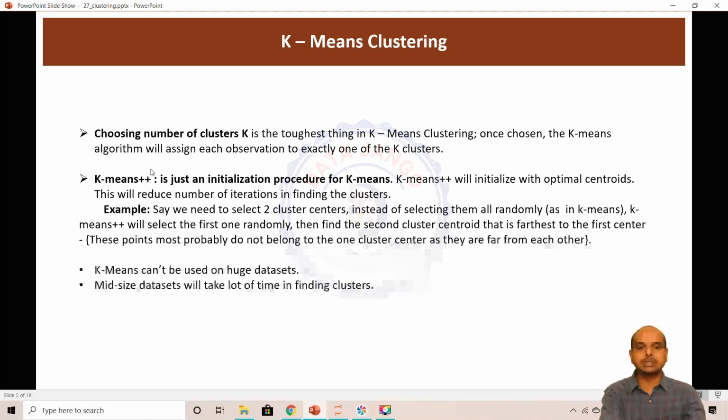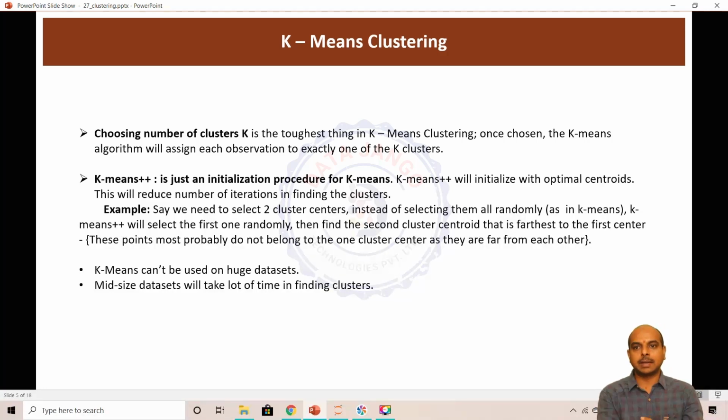Once chosen, the k-means algorithm will assign each observation to exactly one of the k clusters. That means k-means clustering will make non-overlapping clusters, non-overlapping groups of the data. Then there is another parameter called k-means plus plus. When you say init is equal to k-means plus plus, the algorithm chooses the initial clusters intelligently.